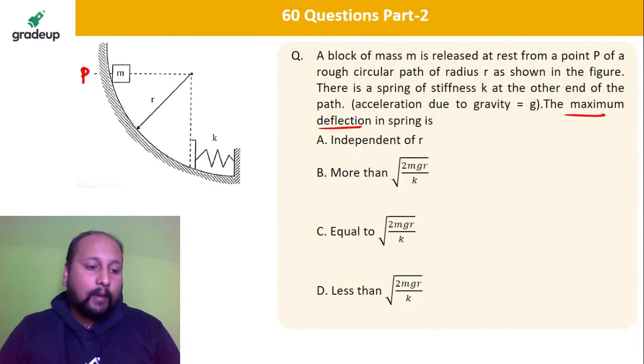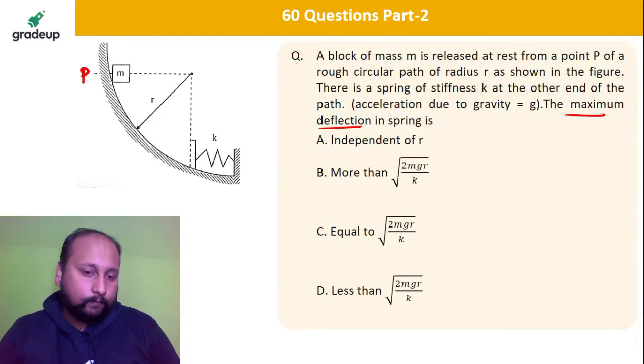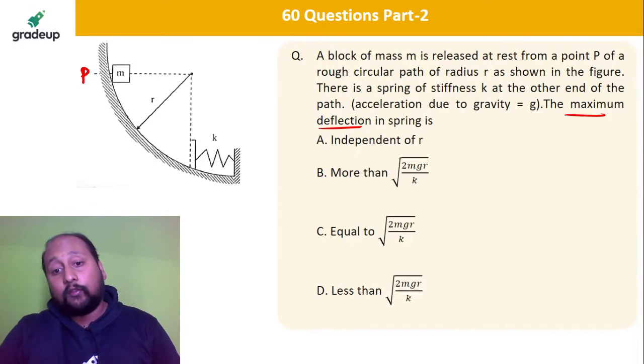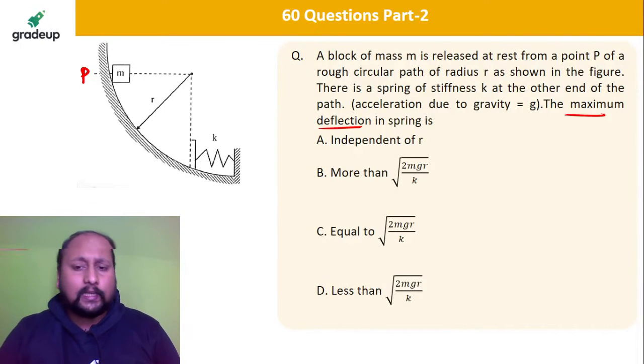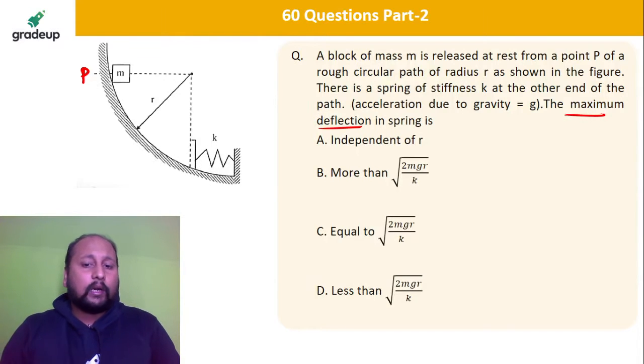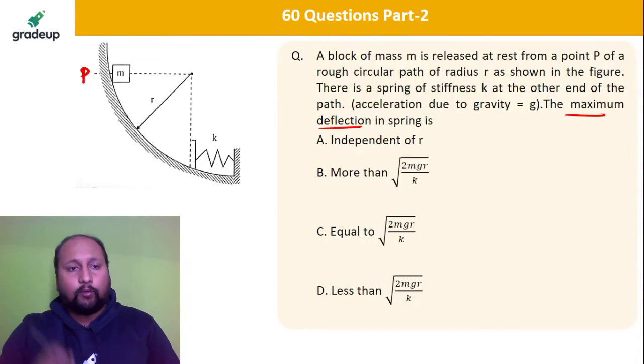What will be the maximum deflection of the spring? Is it independent of R? Is it more than the value of under root 2mgr? Is this less than the value of under root 2mgr? And is this equal to under root of 2mgr? Let's see who will be responding.